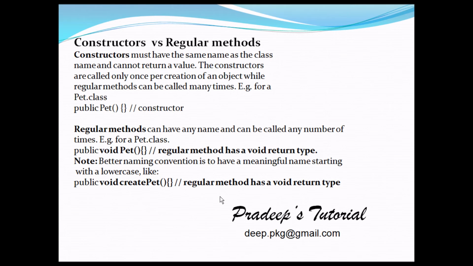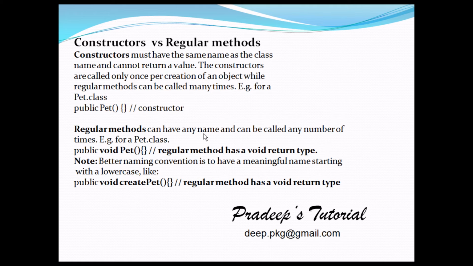What is the difference between constructor and regular method? Constructor must have the same name as the class name and cannot return a value. The constructors are called only once per creation of the object, while a regular method can be called many times. So an example for a Pet class, the constructor will be public Pet. You can see no return type is there. If you write void here, that means this is not a constructor, this is a method. So the interviewer can confuse on this one. We'll see some questions at the end of this session.